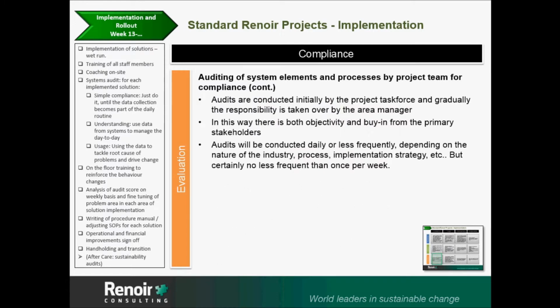Audits are conducted initially by the project task force, and gradually the responsibility is taken over by the area manager. In this way, there is both objectivity and buy-in from the primary stakeholders. Audits will be conducted daily, or less frequently depending on the nature of the industry, process or implementation strategy, but certainly no less frequent than once per week.